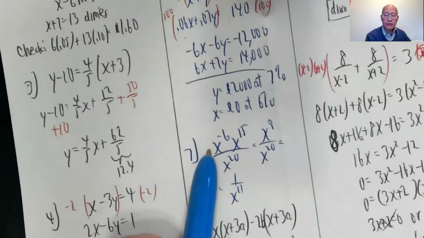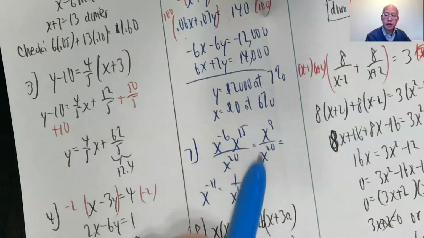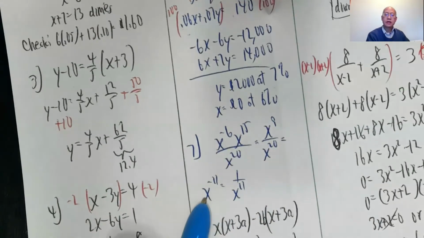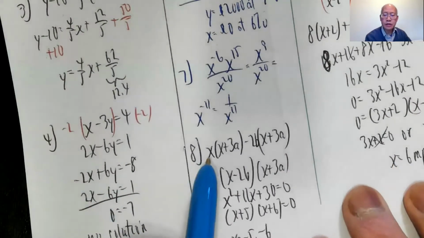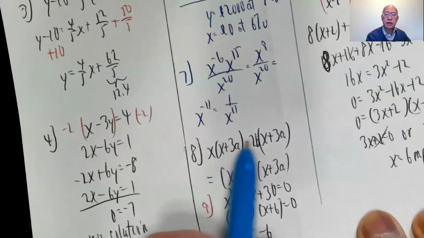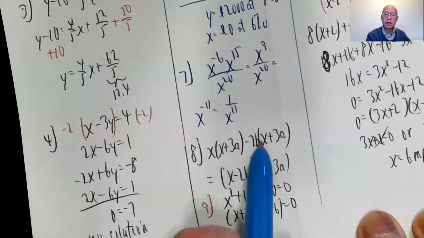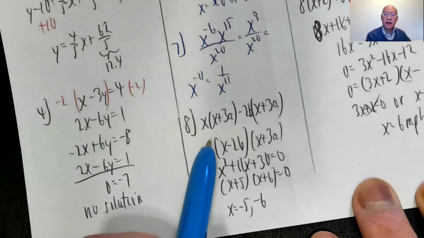Now 7, you have x to the -6 times x to the 15th over x to the 20th. This gives you x to the 9th over x to the 20th, x to the -11th, which is 1 over x to the 11th. Number 8, if you group the first pair, factor out x times (x minus 3a). The second, factor out -2b times (x plus 3a). Take out the x plus 3a, and you have (x minus 2b) times (x plus 3a).